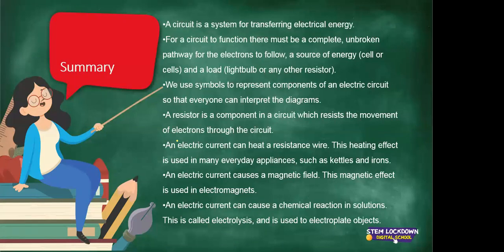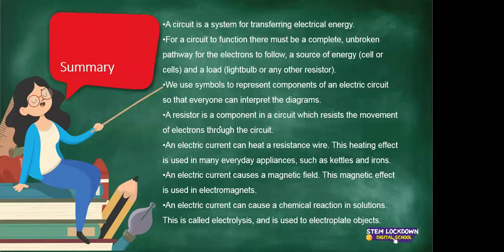I haven't forgotten. But in summary of today's lesson, just to consolidate what you have learned, a circuit is a system of transferring electrical energy. For a circuit to function, there must be a complete unbroken pathway for the electrons to flow. So a source of energy, cells, or one cell, and a load, which means a light bulb or a resistor. Then we use symbols to represent components of an electric circuit so that anyone can interpret the diagrams.